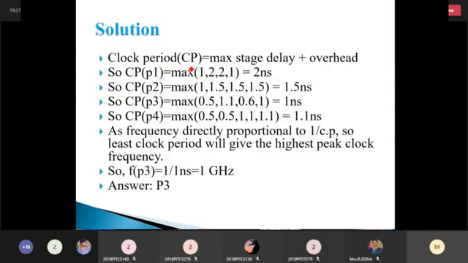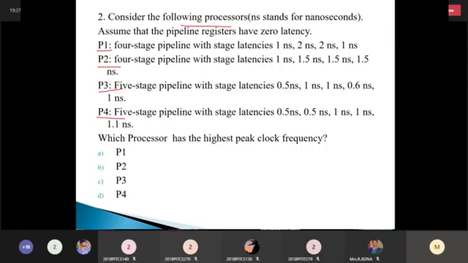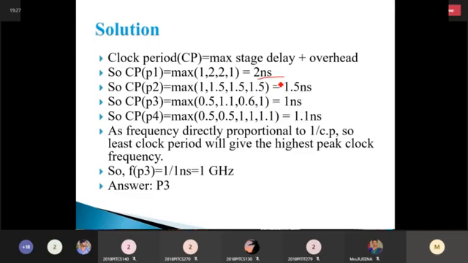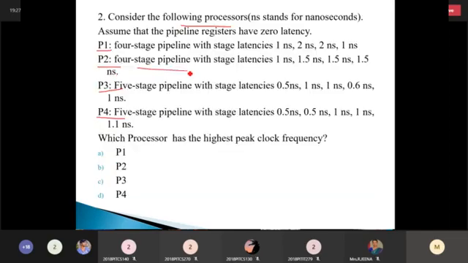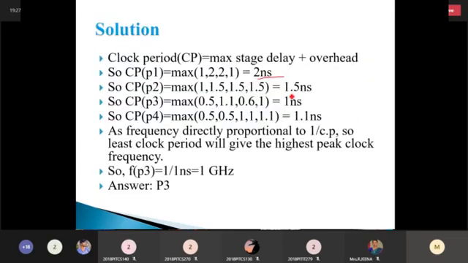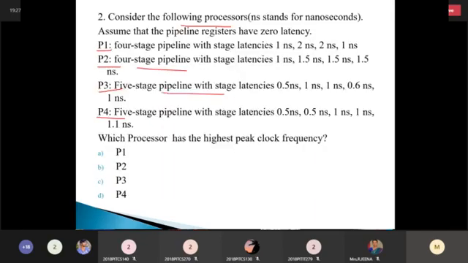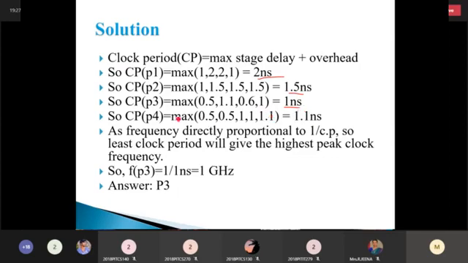So the clock period, which is represented as CP, has the formula maximum stage delay plus overhead. When I take the first one, 1, 2, 2, 1, the maximum is 2 nanoseconds. For the second 4-stage pipeline, the maximum is 1.5. For the third one, the maximum is 1. And for P4, the maximum is 1.1.